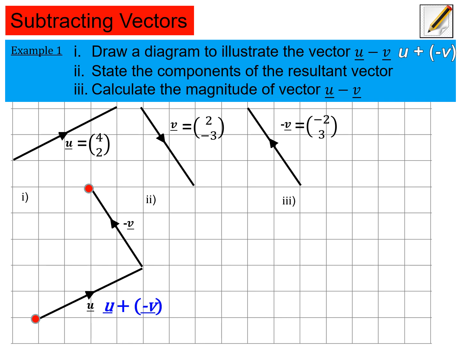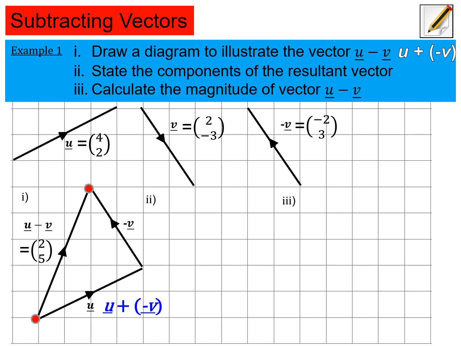This gives us our end point, our finishing point. So we can draw in the shortest route from the start to finish, and that is our vector u subtract v. We want to get the column vector. So again, from the start, we need to go across 2 and then up 5. So our column vector for u minus v is 2, 5.